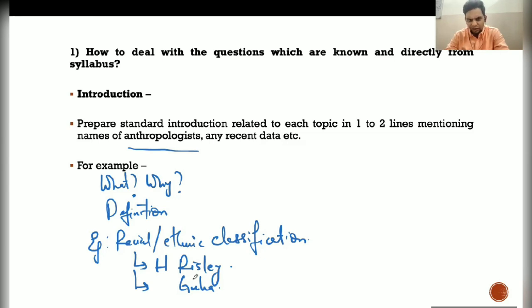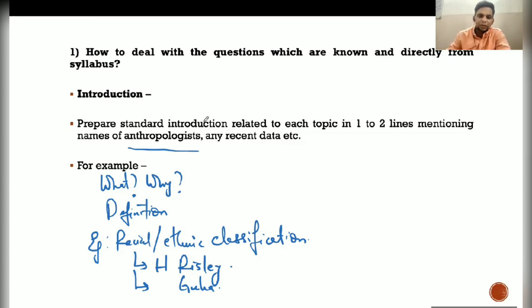If the question is about caste or something, you could possibly start with the definition of caste or the etymology of caste. If it is some other question where you can start from the very beginning by introducing a scholar and their perspectives, then great.